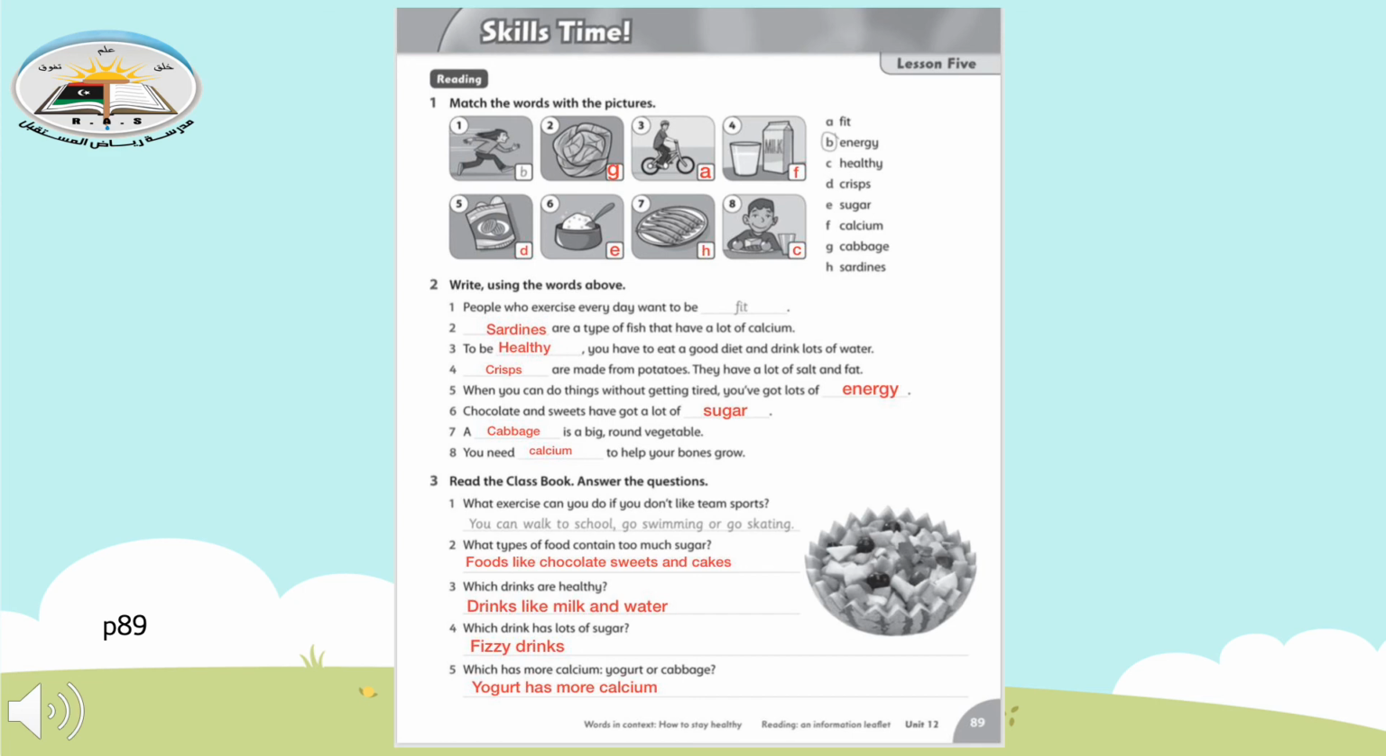Number 2. What types of food contain too much sugar? Foods like sweets, cakes, chocolate. Number 3. Which drinks are healthy? Drinks like milk and water. Number 4. Which drink has lots of sugar? Fizzy drinks have lots of sugar. Number 5. Which has more calcium? Yogurt or cabbage? Yogurt has more calcium.